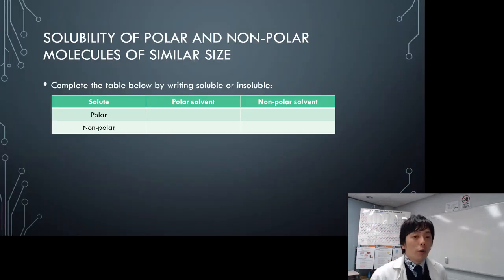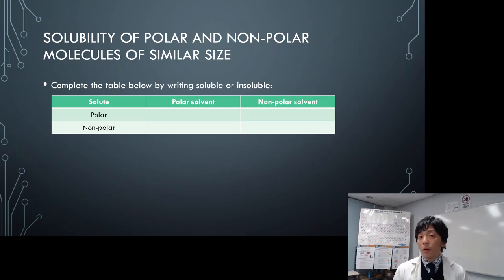Now, I want you to try completing the table below by writing what sort of solubility they would have if you put polar solute into polar solvent, polar solute into non-polar solvent, non-polar solute into polar solvent, and non-polar solute into non-polar solvent. All right, so only 4 things, but try writing that.